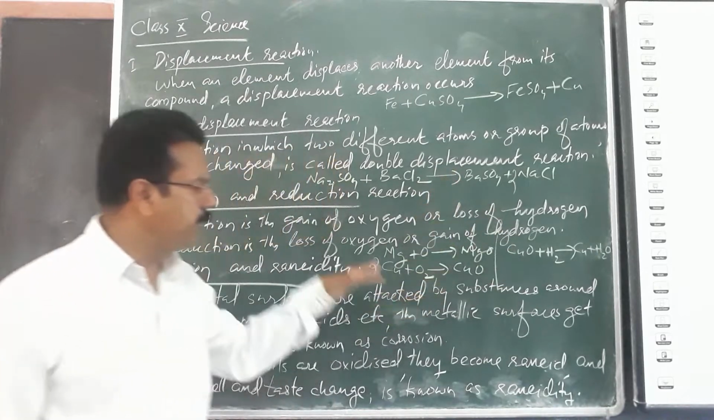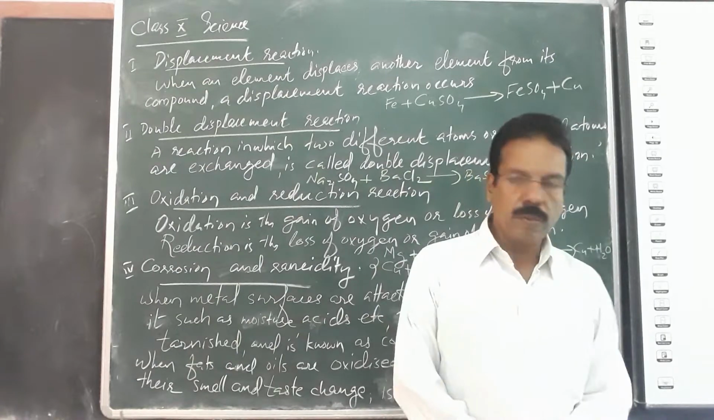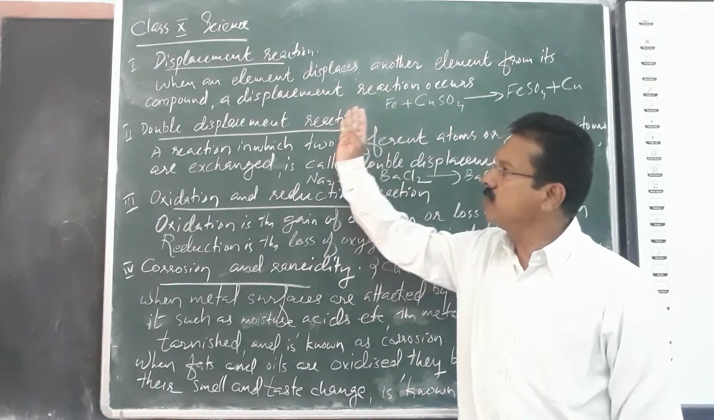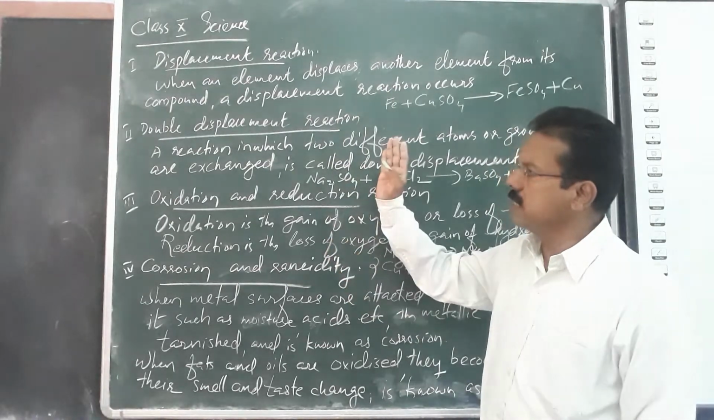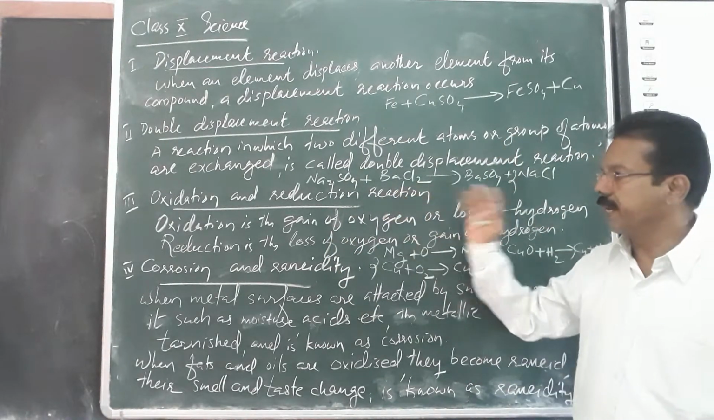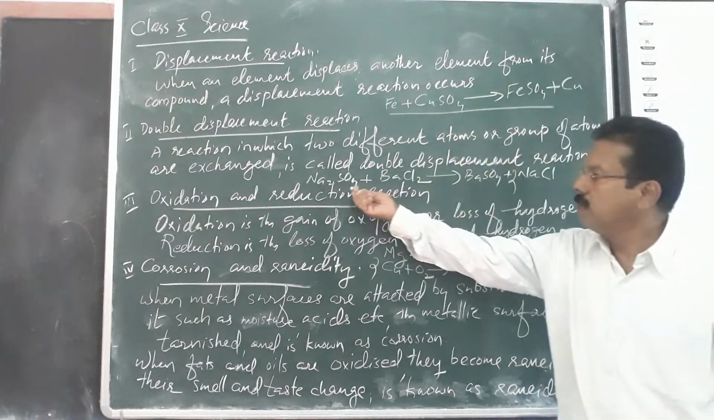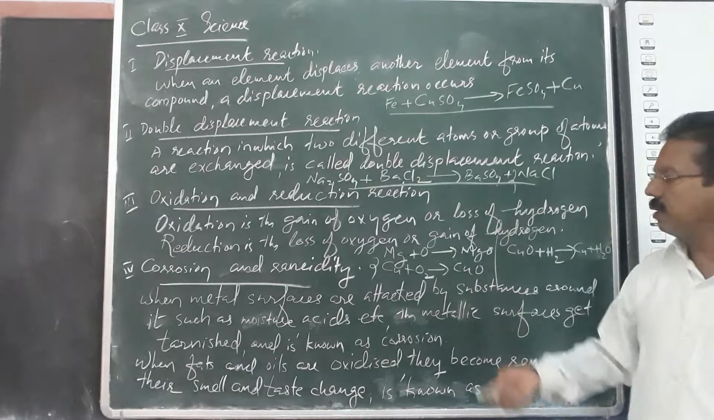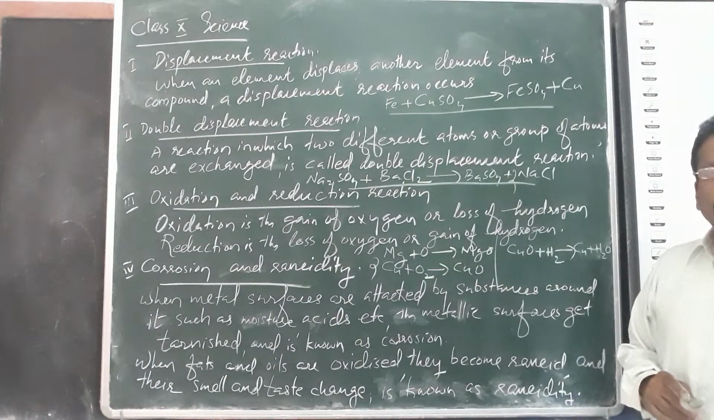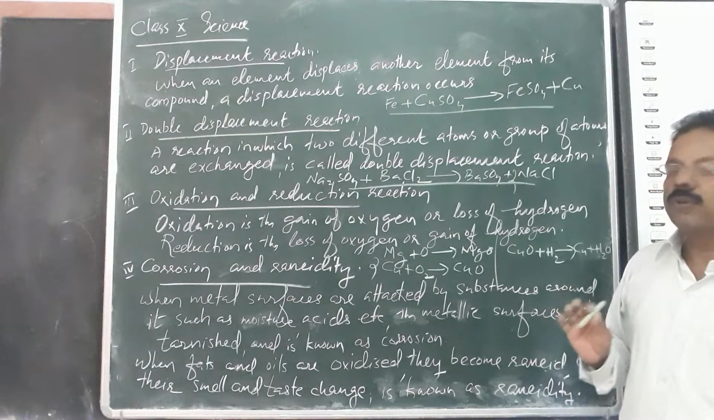Now you have seen there are three different kinds of reactions. One is displacement reaction, another is double displacement reaction, and another is oxidation and reduction reactions. Examples are very important for each and every definition, and here I gave three examples. And now the corrosion and rancidity.